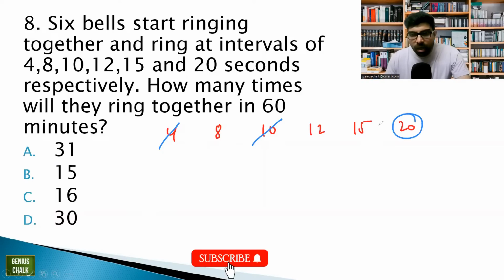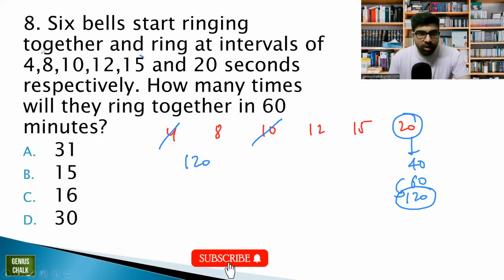So now pick up the highest number. 20 ones are 20, not all will cancel. 2 20s are 40, not cancel. 3 20s are 60, not cancel. So 120. After 60, just double it just to check, because after 80, again 12 will not, 15 will not. So 120 is the LCM. So after 120 seconds, these bells will be ringing together again, right?